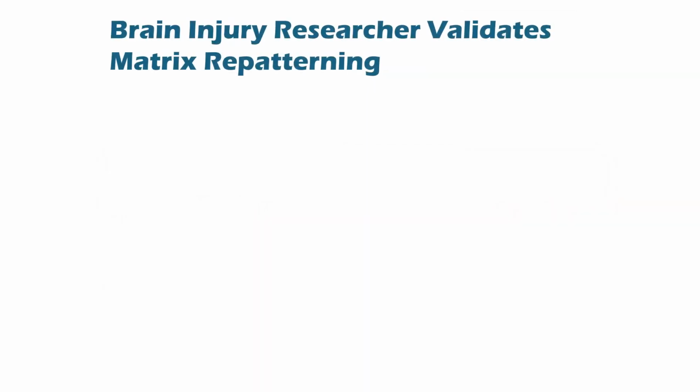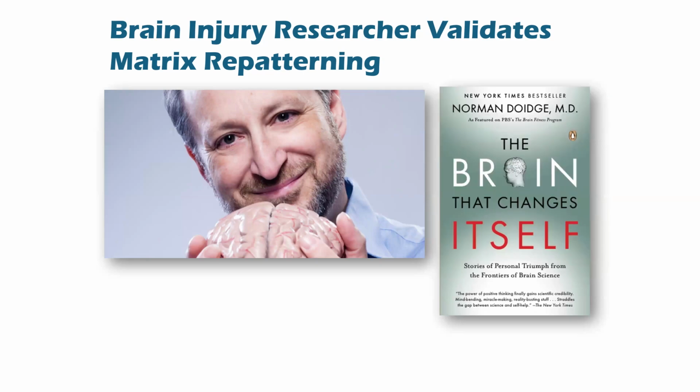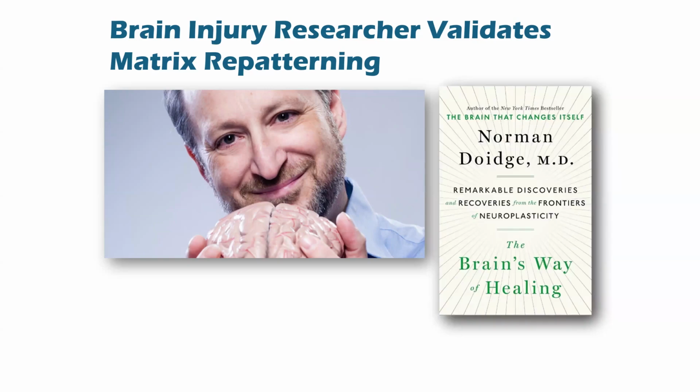So one of the researchers who's been looking at this over the recent years is Dr. Norman Doidge. He's the author of a book called The Brain That Changed Itself, which is focused on neuroplasticity. And in his recent book, he talks about the use of matrix repatterning. This book is called The Brain's Way of Healing.